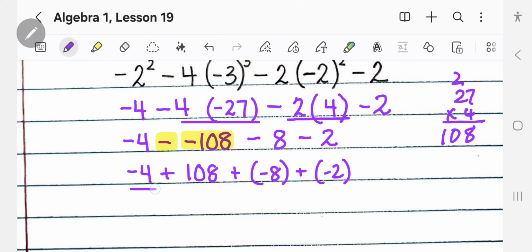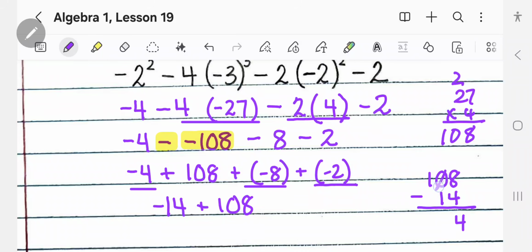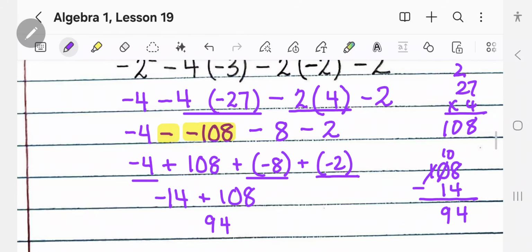Now I'm going to add up all my negatives, and I have 4 plus 8, which is 12, and then plus that 2, which is 14, so I have that negative, and then I have a positive 108. So I'm going to take the 108 and subtract 14 because their signs are different. 8 minus 4 is 4. This is just 10 minus 1 is 9. So that's going to be equal to 94. And I'm going to keep the sign of the one that has the largest absolute value, which is positive 108. So your final answer is positive 94.